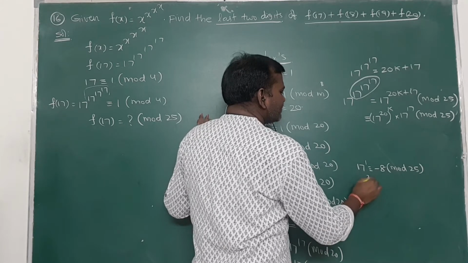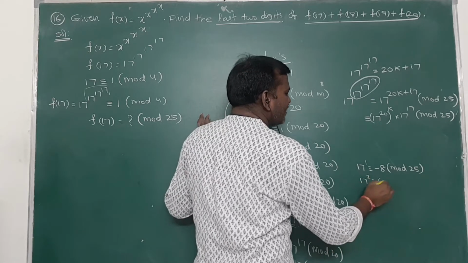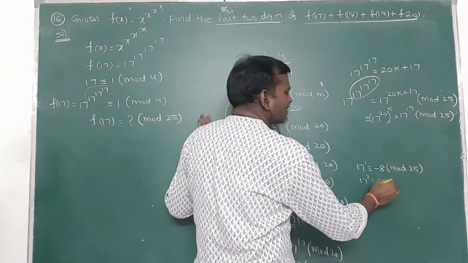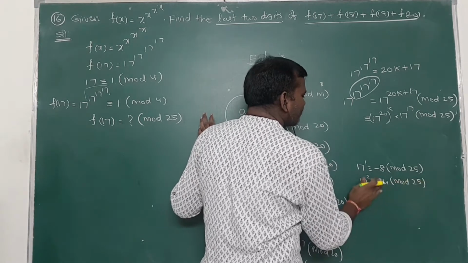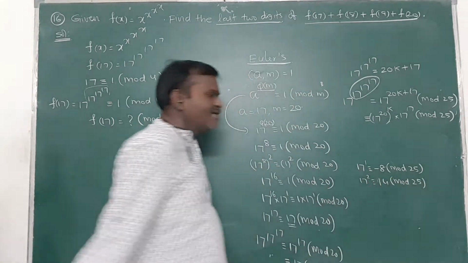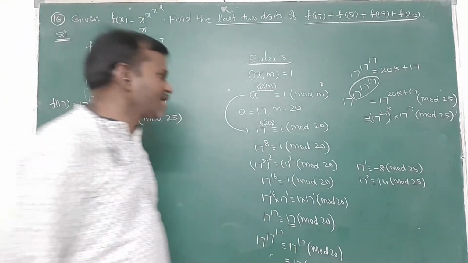17 squared, if it is squared, I am getting minus 8 whole square, which means plus 64 only. When 64 is divided by 25, what is the remainder? Two 25s are 50, so the remainder is 14.